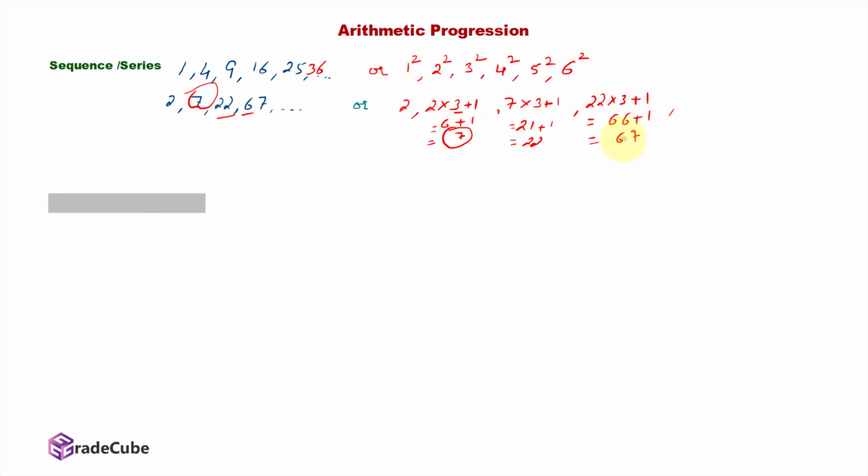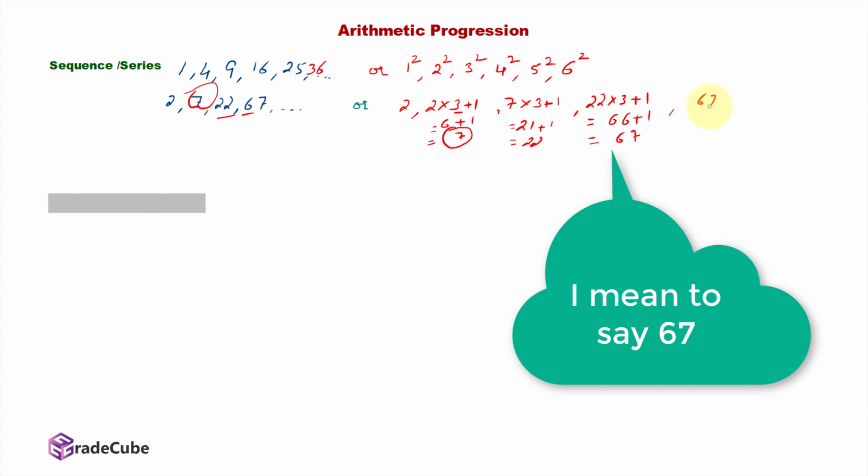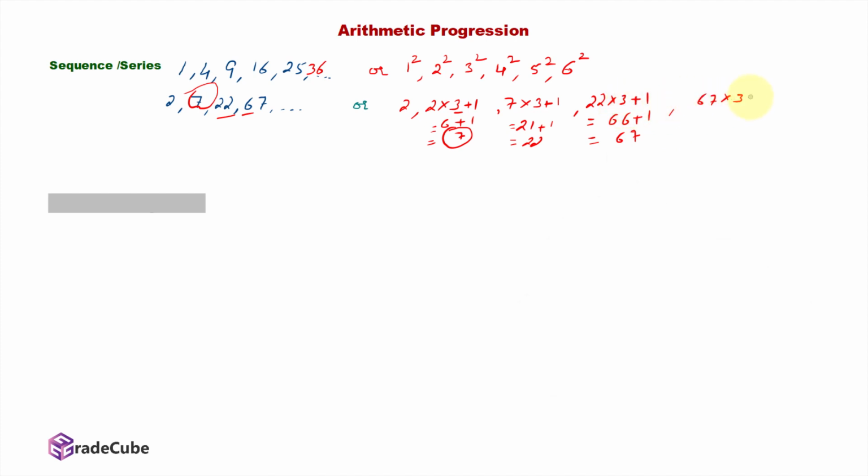What will be that? This 67 multiplied by 3 and adding 1. It comes out to be 201 plus 1 means 202. So the next term should be 202. I hope you understand what is a sequence or a series by now. But these sequences or series are not arithmetic progressions, because these are not the patterns for arithmetic progression.